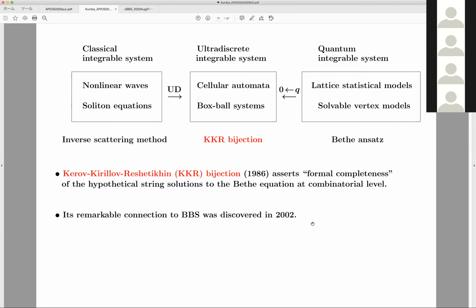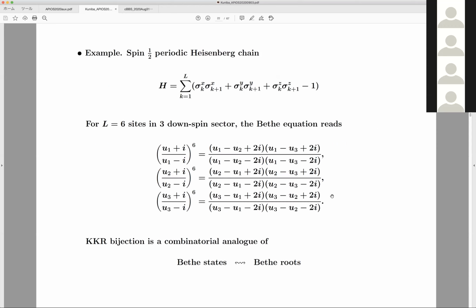So now you must expect that we are going to the Bethe ansatz stuff. And I picked the oldest example of the Bethe ansatz system, which is the spin 1/2 periodic Heisenberg chain. This is the Hamiltonian. And these are the Bethe equations for the 6-site chain with the 3 down spin sector. So there are 3 unknowns, u1, u2, and u3, and they are the solution to this coupled algebraic equation, which is the Bethe equation.